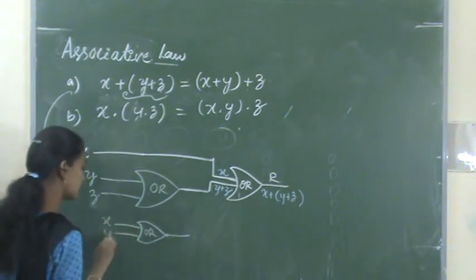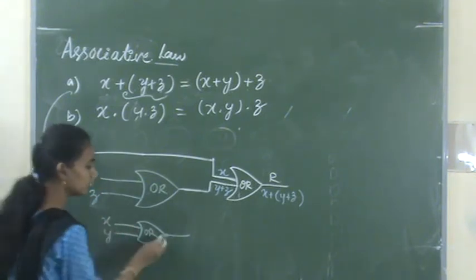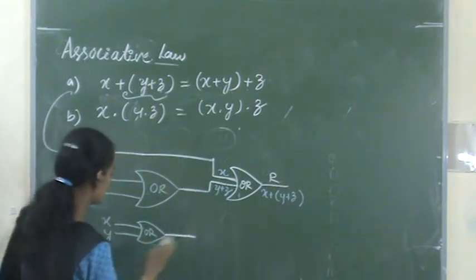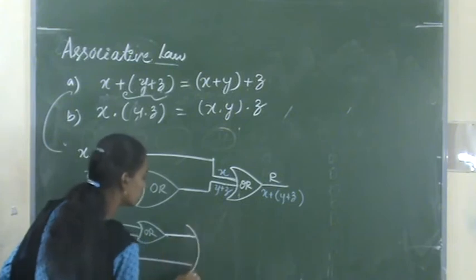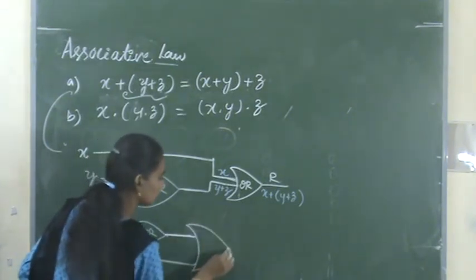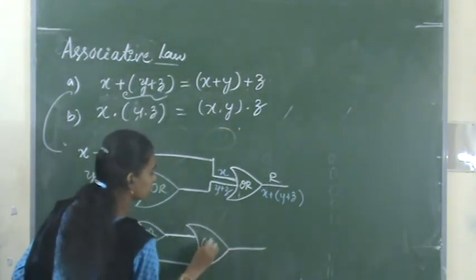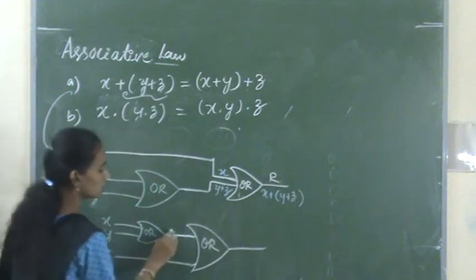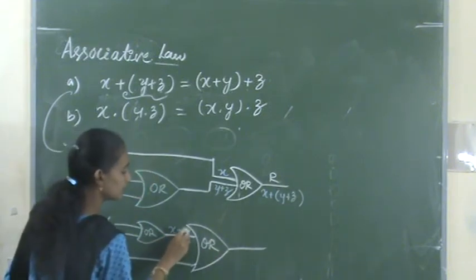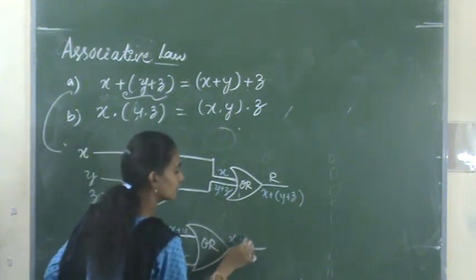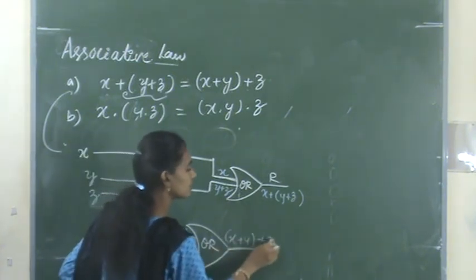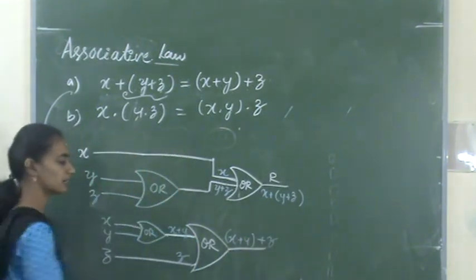That is X and then Y. So the result of this X plus Y is added to the variable Z, right? So here I am passing the input as X plus Y and this is Z. So finally we will get X plus Y plus Z. So this is the result.